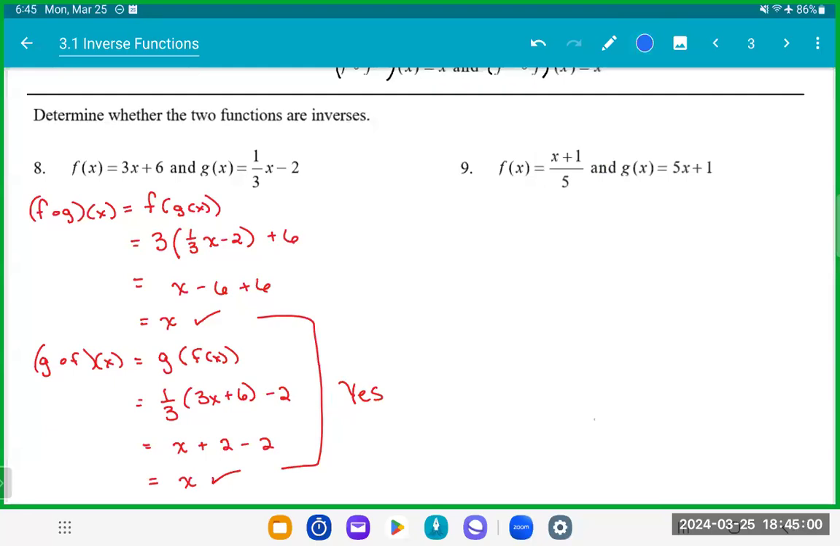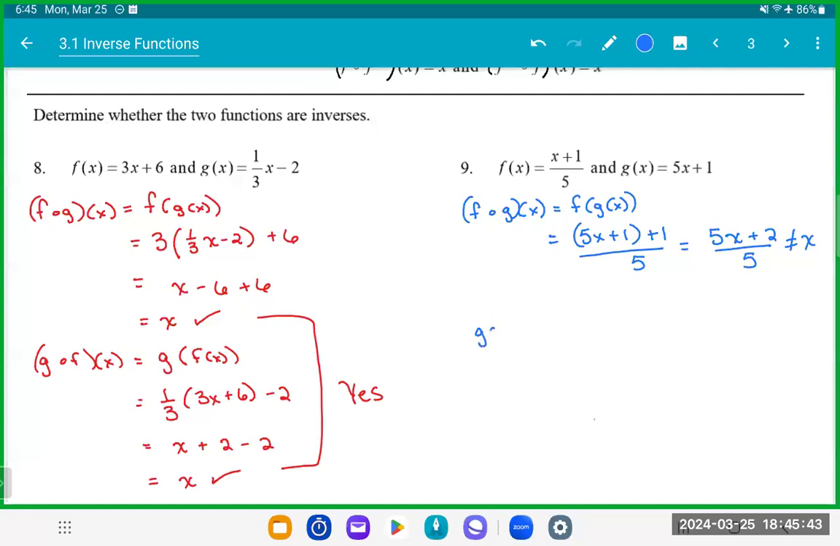Okay, let's look at another example. So again, let's do f of g of x. That is my f function. We're going to substitute in our g function. So we have x, that's 5x plus 1 for my g function, plus 1 over 5 into the rest of my f function. So this simplifies to 5x plus 2 over 5. This is not equal to x, so it doesn't look like these two functions are inverses.